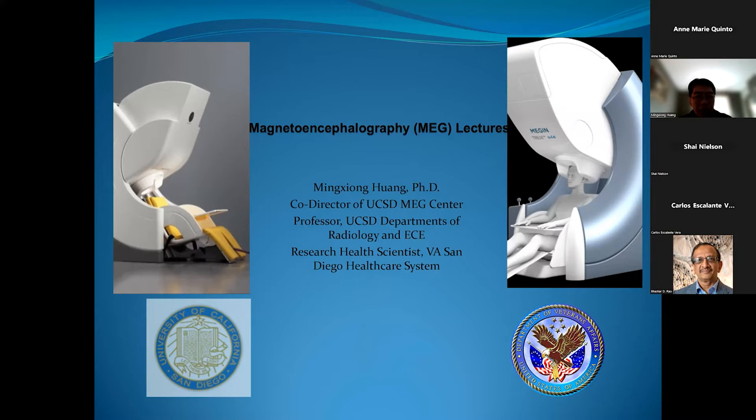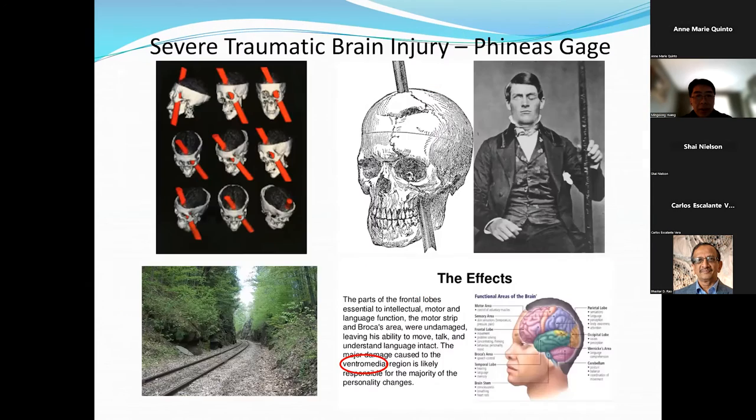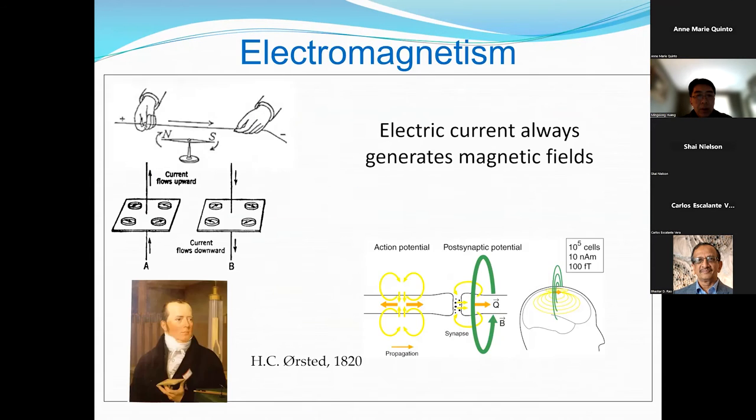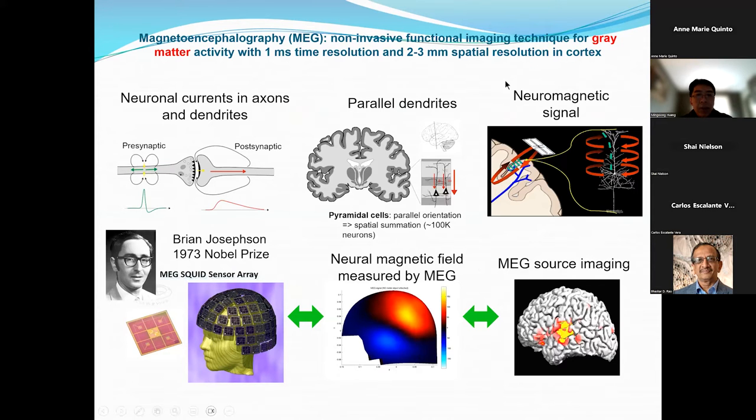Before I jump to the main topic today, which is MEG source imaging, the forward problem and inverse problem, let me spend just a minute or two to give a quick overview of what I covered in the first lecture. I'm not going to try to cover everything, just the key points, so I can build on them and give the second lecture. So basically, let's start. Okay, that's the slide.